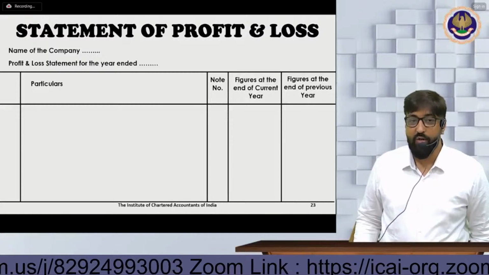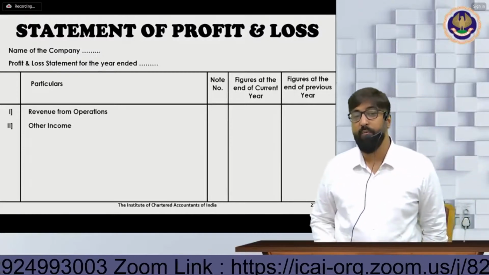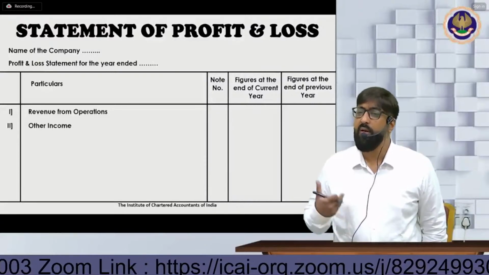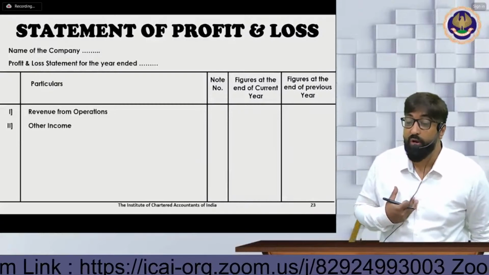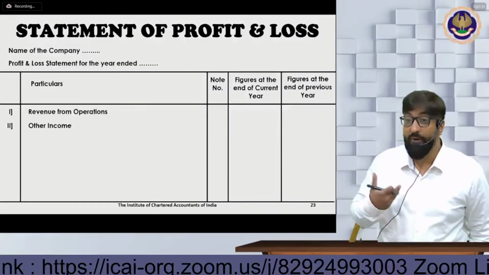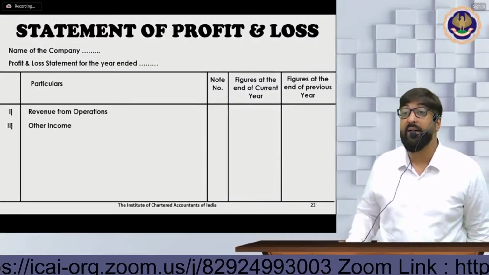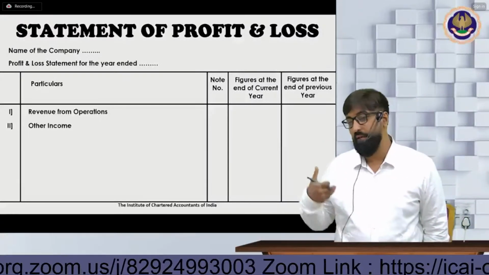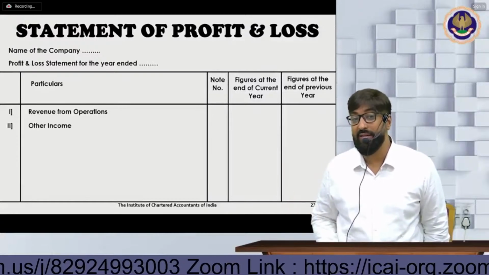So comparatives are there, but obvious. Revenue from operations, after that other income. So revenue from operations means, now this is not sales, because we are professionals, we do not have any sales, so we have professional income. Okay, so this professional fees I will consider as revenue from operations, and my other income, like rent I am receiving, or interest received, will be considered as other income.